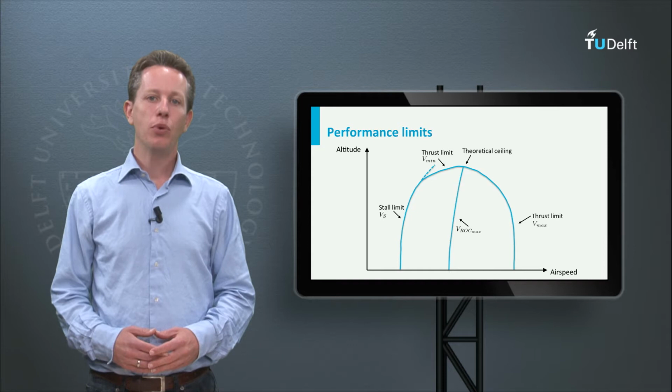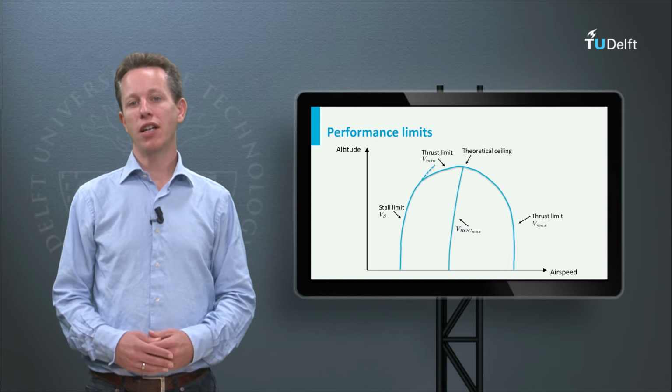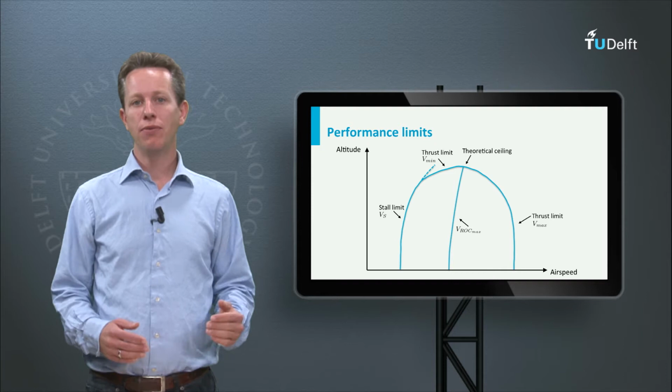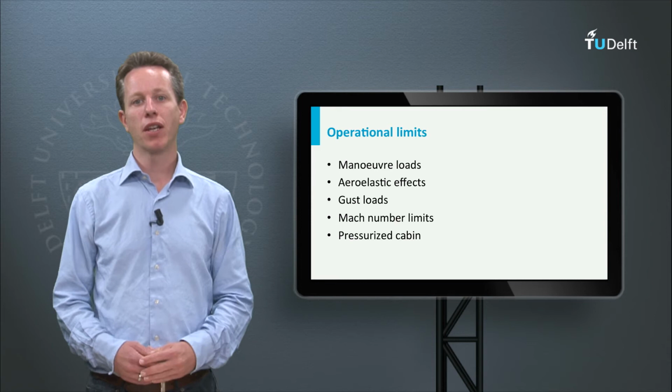Now, I will address the operational limits of an aircraft in this video and the next. If these are combined with the performance limits, then we know in what conditions the aircraft can fly and is also allowed to fly. Now, there are five limiting factors I would like to address. Maneuver loads, aeroelastic effects, gust loads, Mach number limits, and the pressurized cabin. Let's start with the maneuver loads.